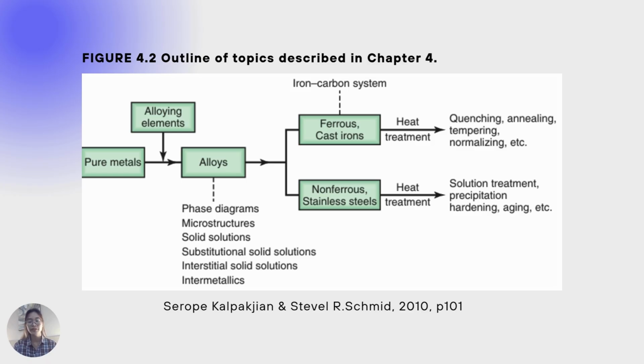This figure provides an overview, almost like a map of Chapter 4, showing how the different concepts in this chapter are connected. We begin on the left with pure metals, which by themselves often don't have the mechanical strength or resistance needed for engineering applications. By adding alloying elements, we create alloys, combinations of metals that offer improved properties. From that starting point, the diagram branches into two major groups, ferrous alloys and non-ferrous alloys.